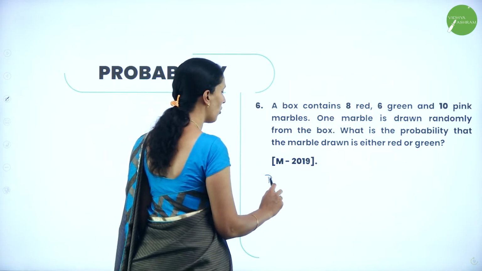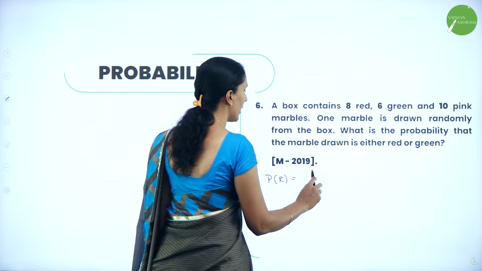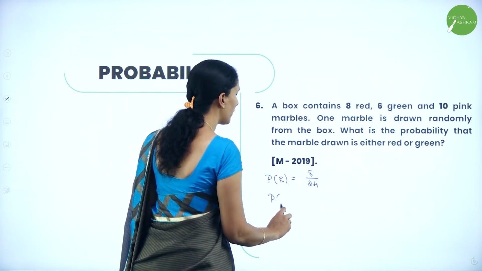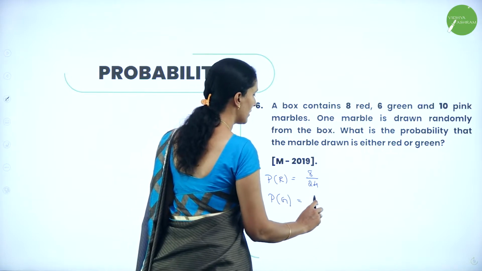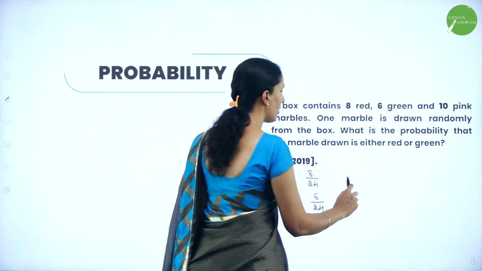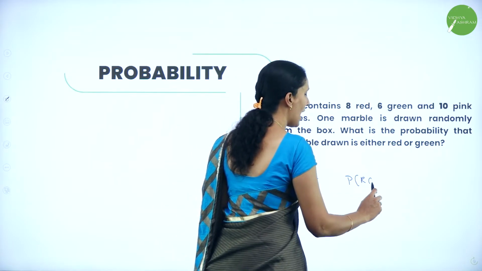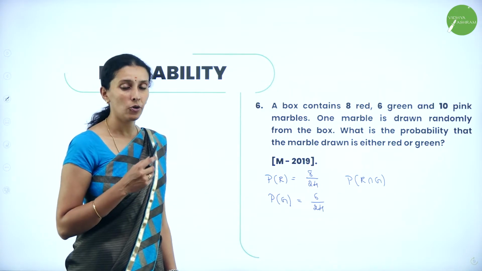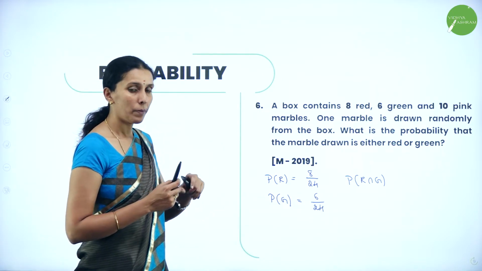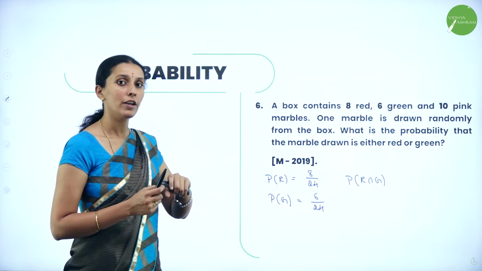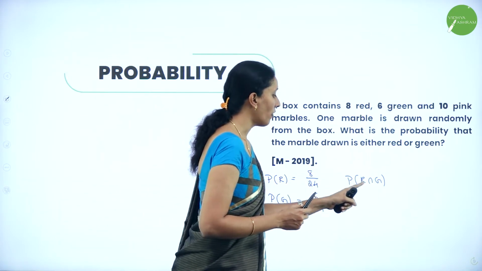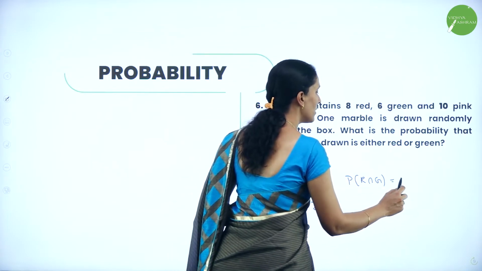So probability of getting red is 8 out of 24 marbles. Probability of getting green is 6 out of 24 marbles. So we cannot get probability of red and green because they do not occur simultaneously. That is, they are mutually exclusive events. If you pick red, you cannot pick green, or if you pick green, you cannot pick red. So therefore, the probability of red and green will become 0.